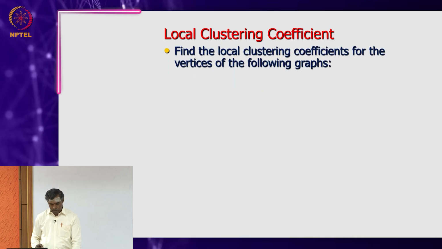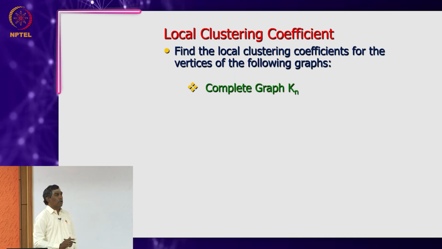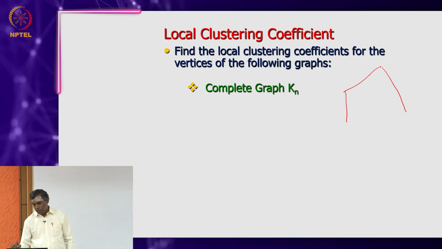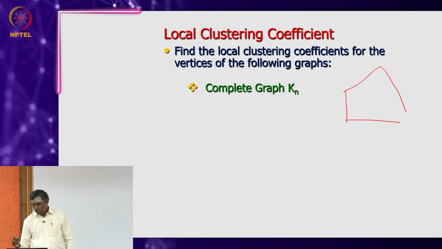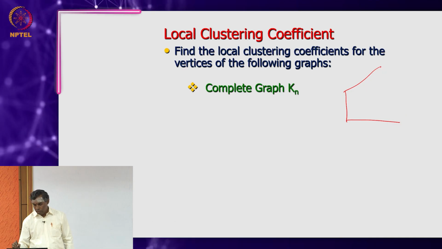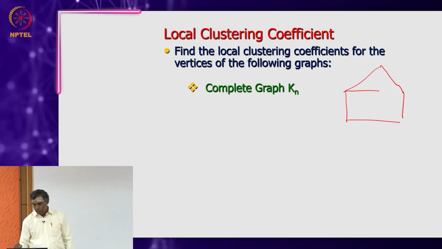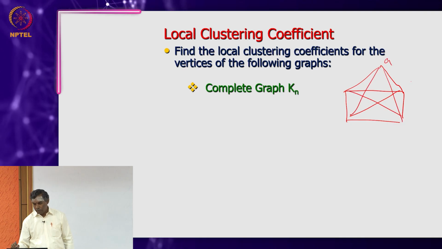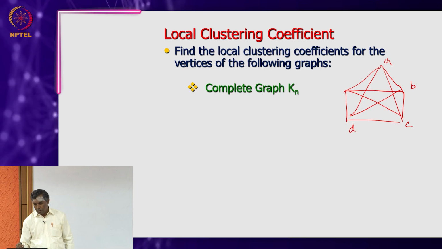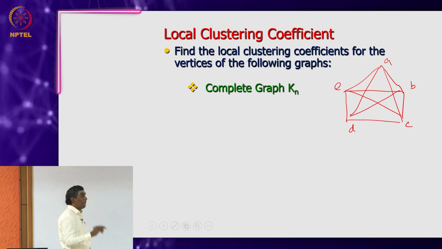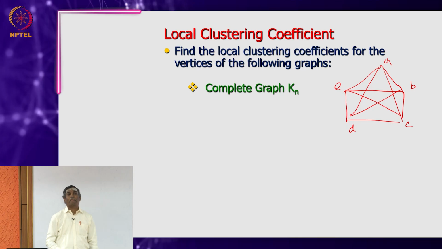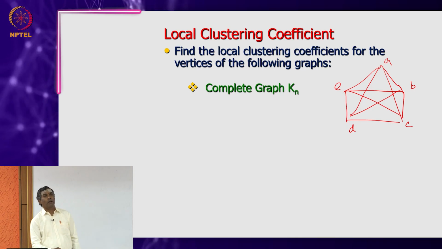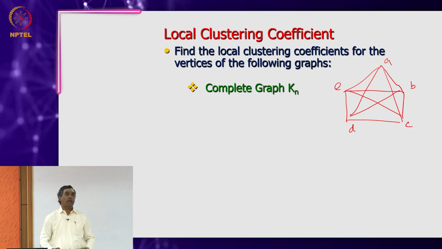Let us take Kn, a complete graph. Probably I draw K5. Maybe somebody will help me: what is the clustering coefficient of A, B, C, D? Clustering coefficient of A. Immediately you can guess it. How many neighbors for A? Including 5. How many edges between the neighbors?